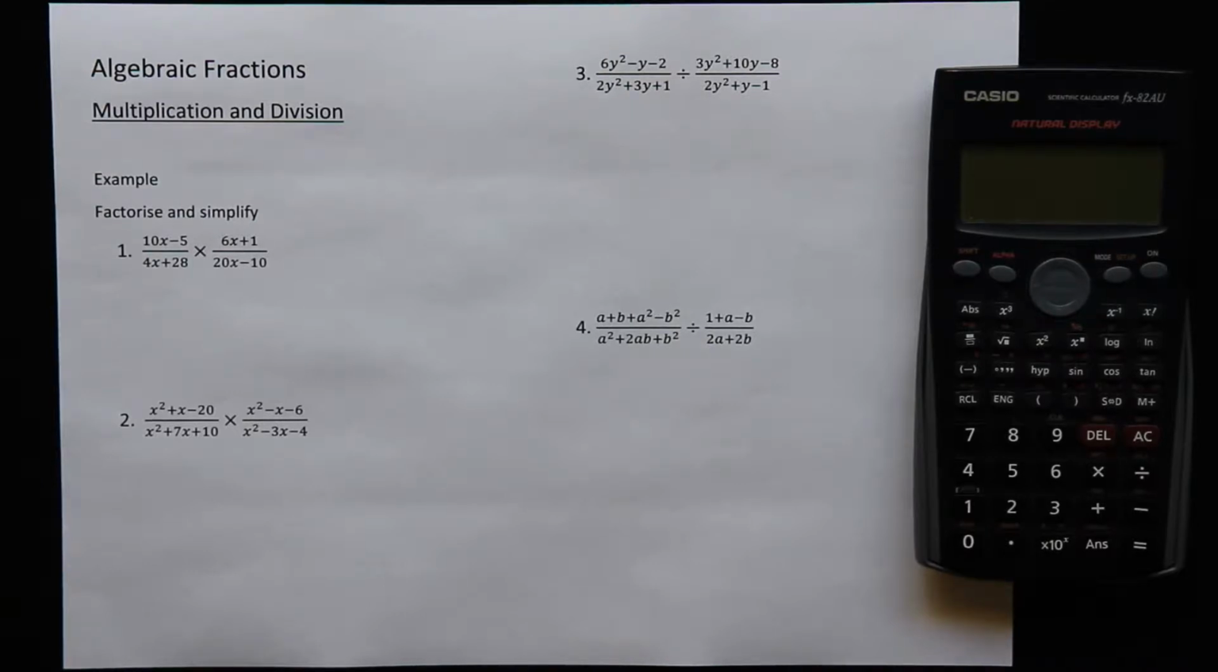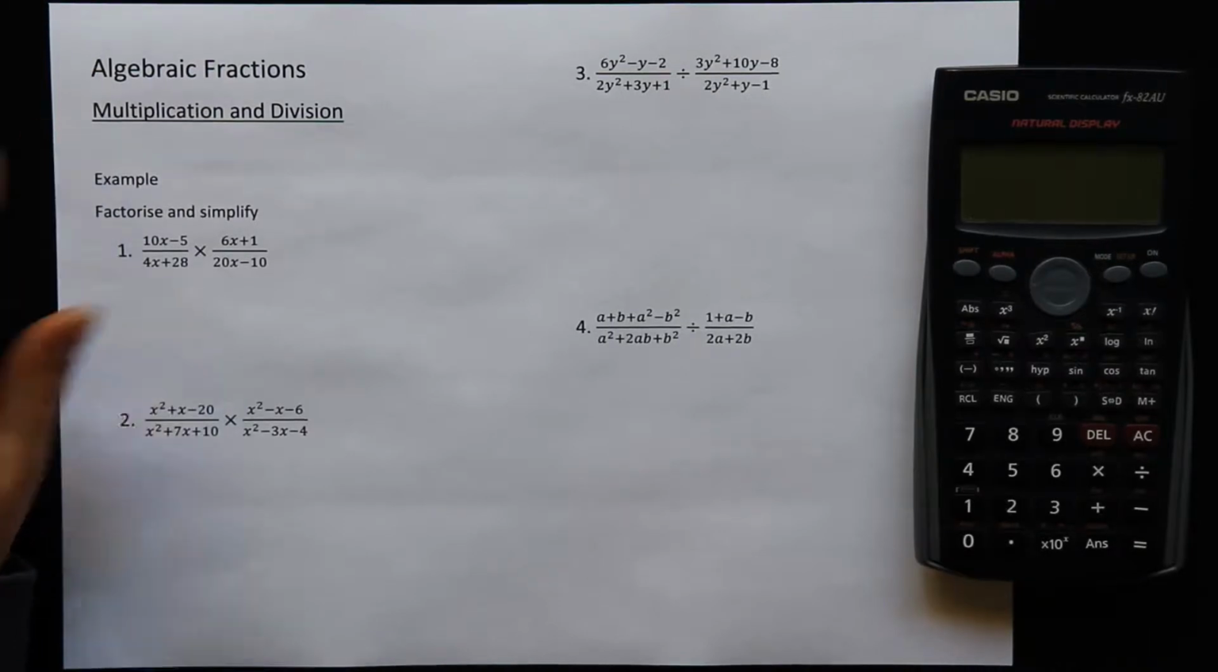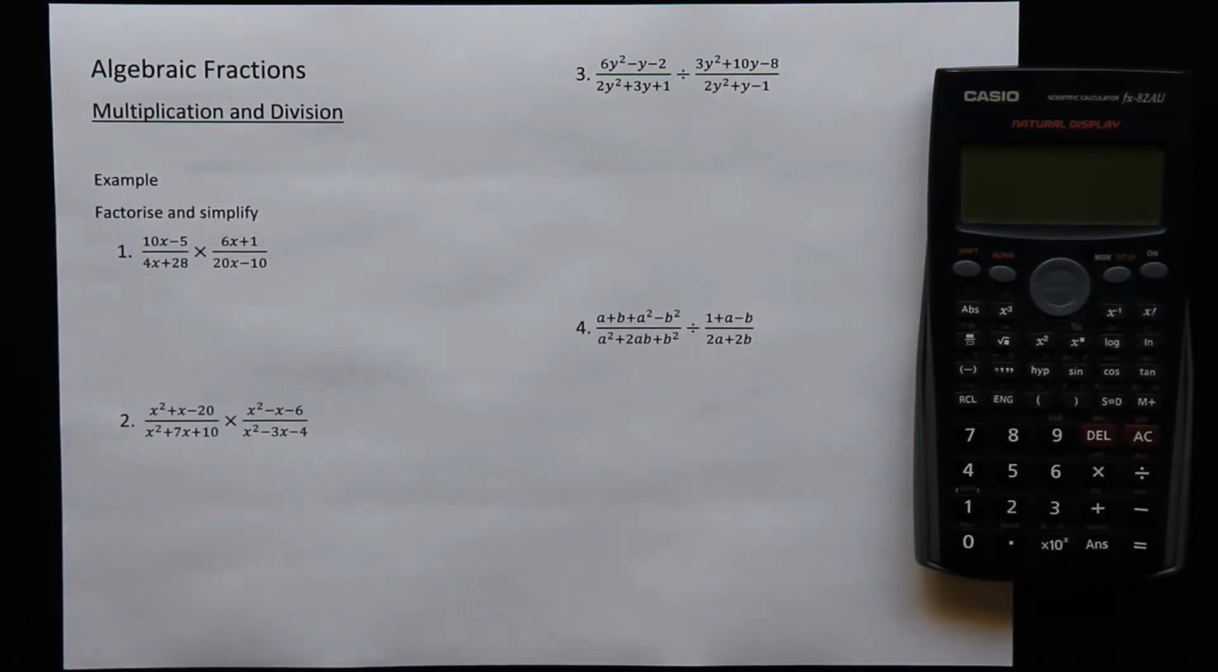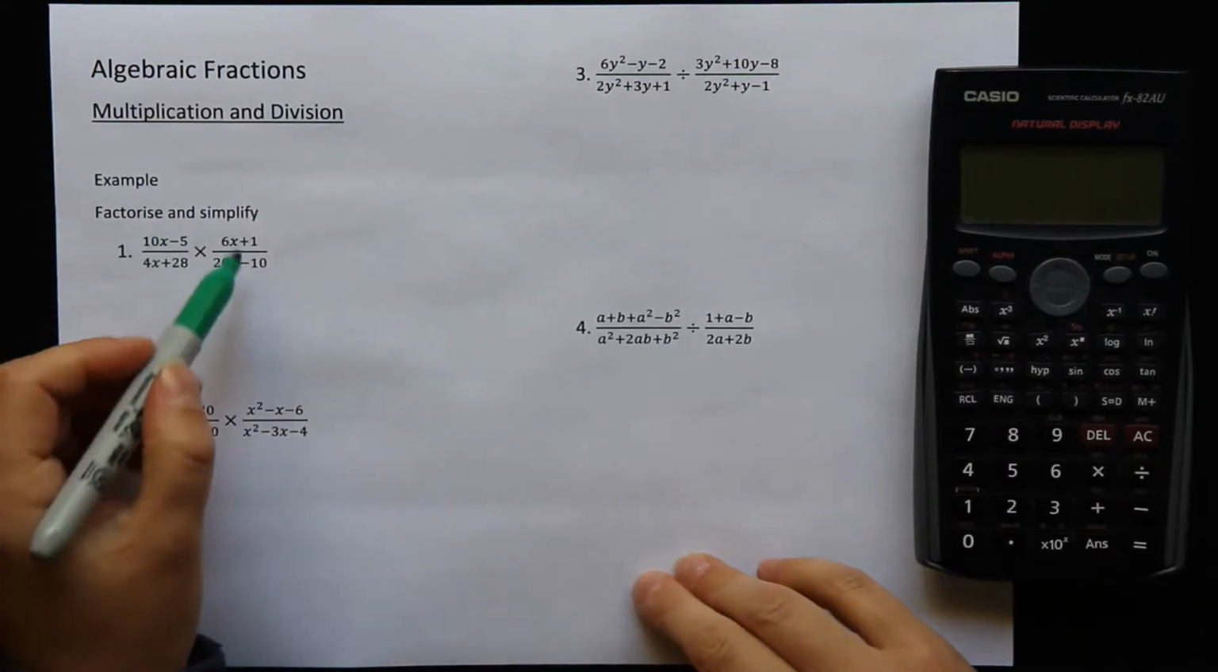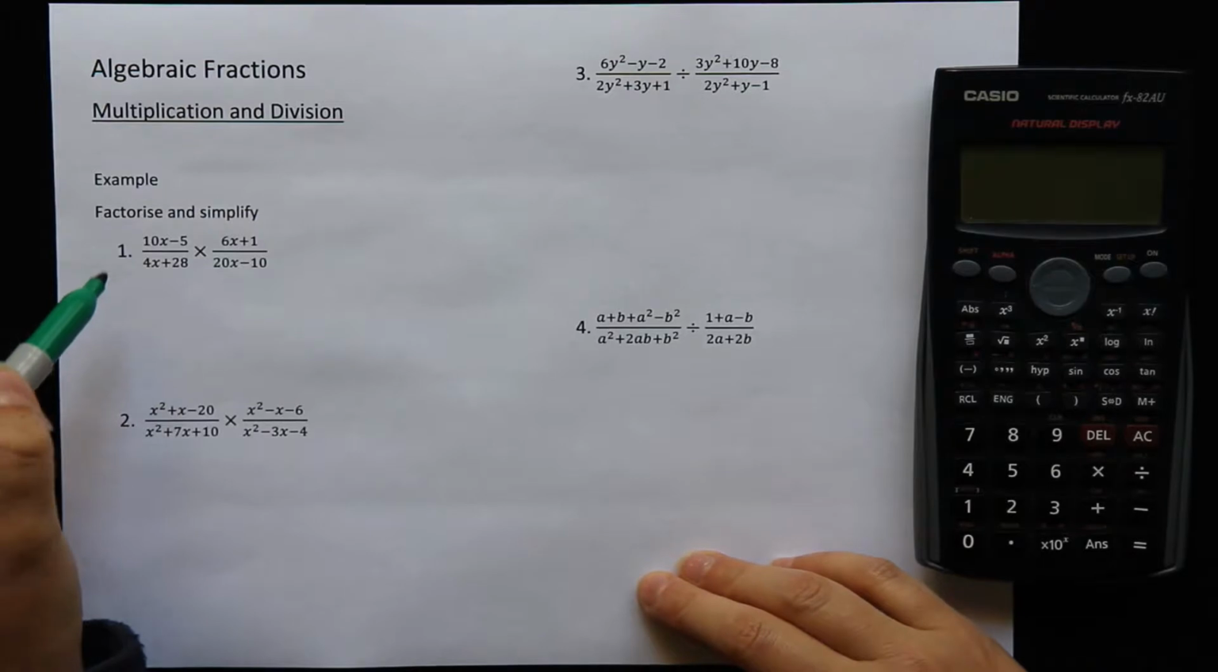Today we're doing our second lesson on algebraic fractions and we're going to do multiplication and division of algebraic fractions. So last lesson we learned that we had to factorize everything before we can cancel them off. Today we need to do that as well. So factorizing everything in this question.